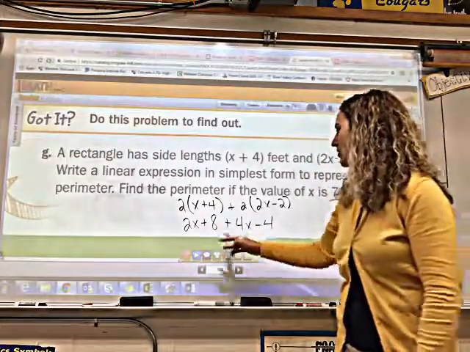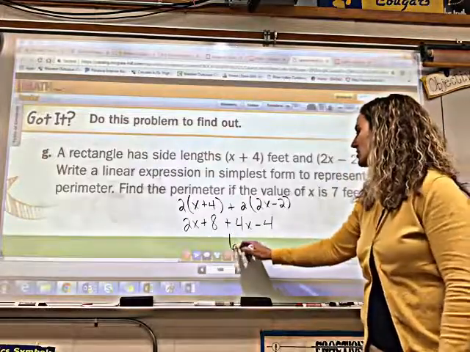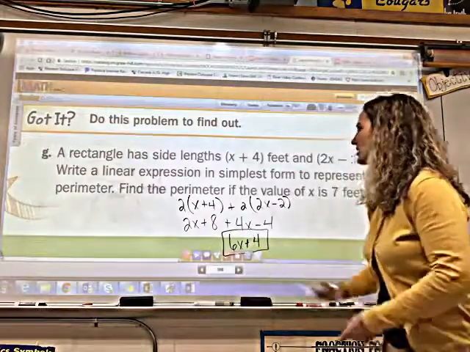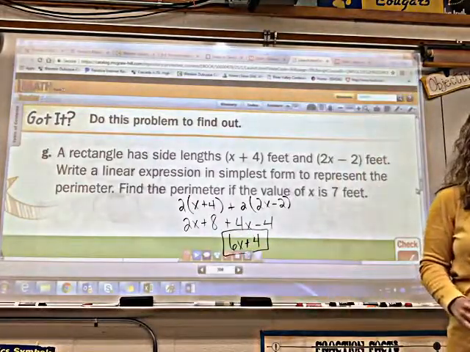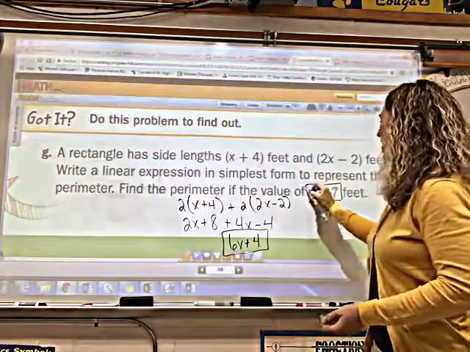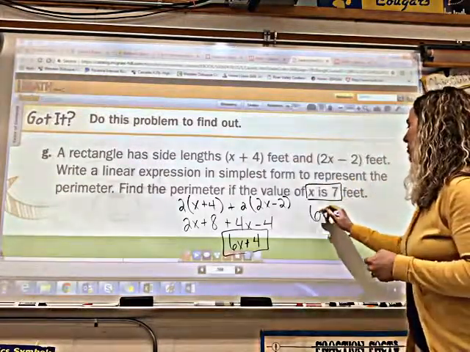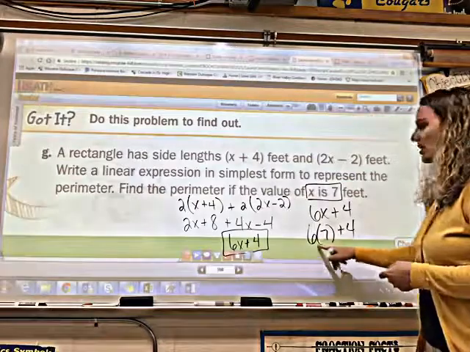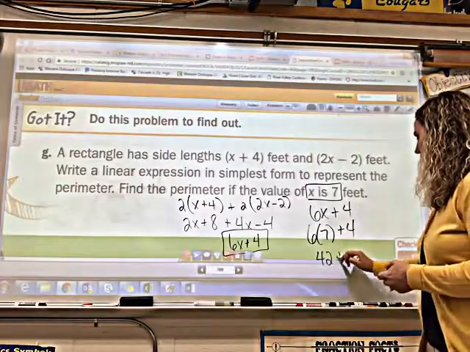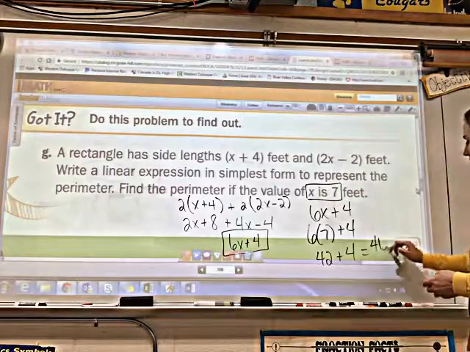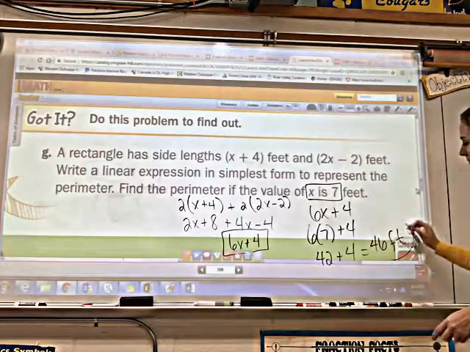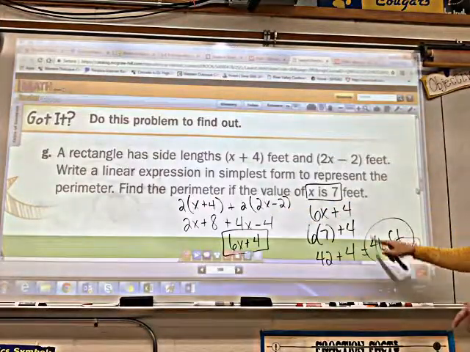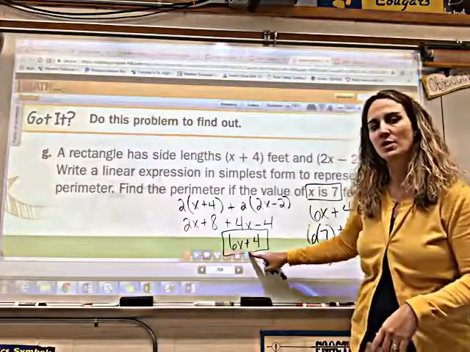minus 4. Combine like terms: 2 plus 4 would give me 6x. And then 8 minus 4 would be a positive 4. So my expression should be 6x plus 4. Then what they want us to do is plug in 7 for x. So I'm going to take my expression 6x plus 4 and plug in 7. 6 times 7 would be 42, plus 4 equals 46. And my label is feet. So our perimeter when x is 7 should be 46 feet. Our linear expression should be 6x plus 4.